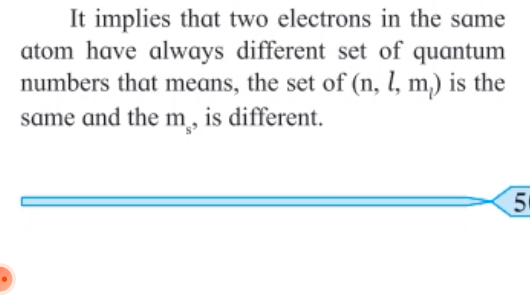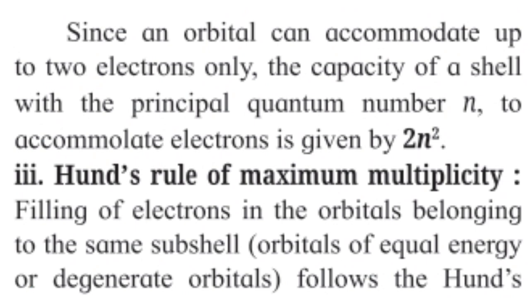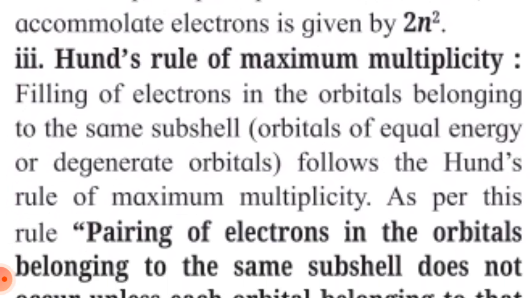It implies that two electrons in the same atom always have a different set of quantum numbers. That means the set of n, l, ml is the same and the ms is different. Since an orbital can accommodate up to two electrons, the capacity of a shell with principal quantum number n to accommodate electrons is given by 2n square.